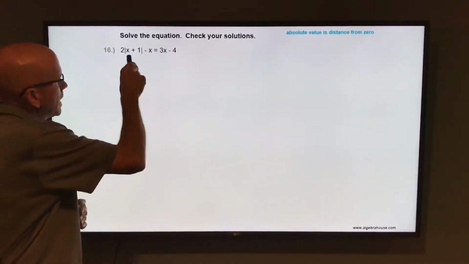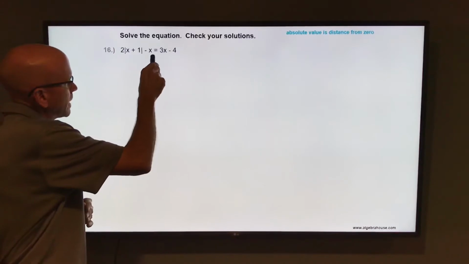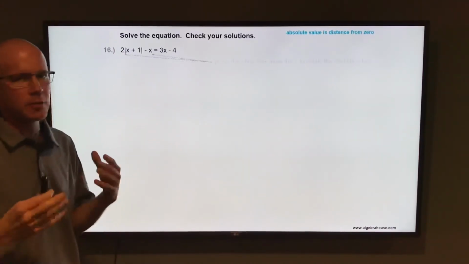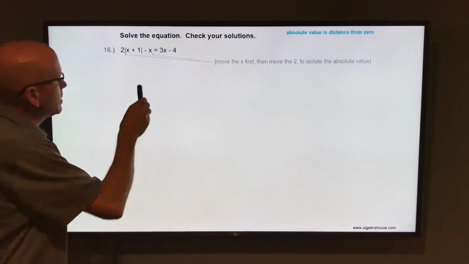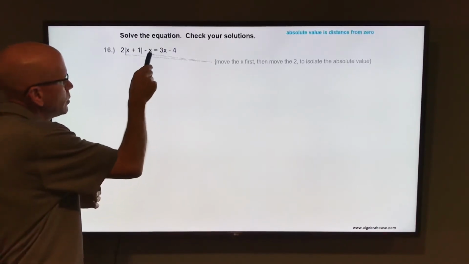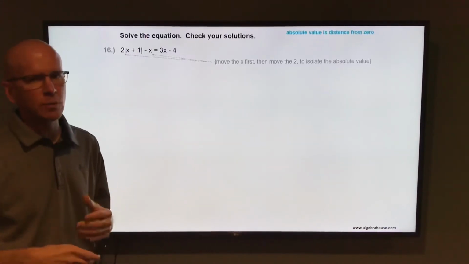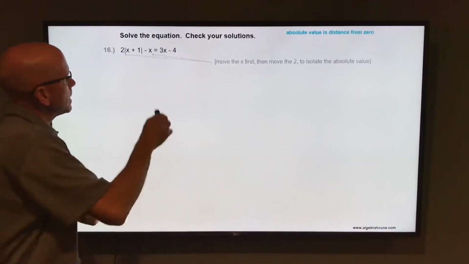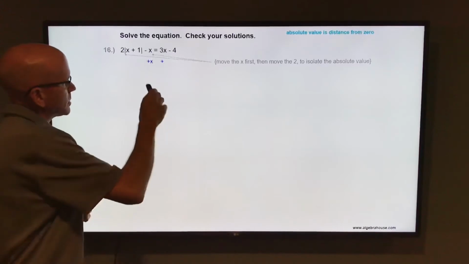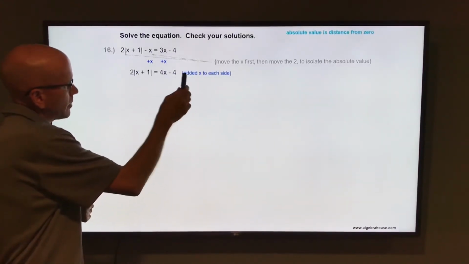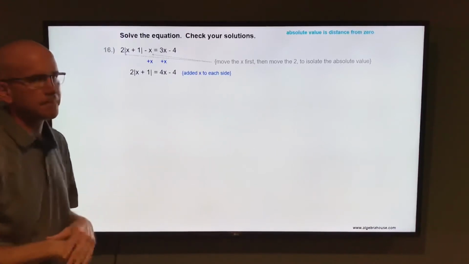So to isolate that absolute value, we need to move the negative x to the right side and also move the 2 to the right side. And you want to do them in that order, because if you divided by 2 right now, you would end up having to divide this negative x by 2. That introduces a fraction, which you really don't need. So we're going to first add x to each side. We get 2 times the absolute value of x plus 1 equals, on the right side now, 4x minus 4.